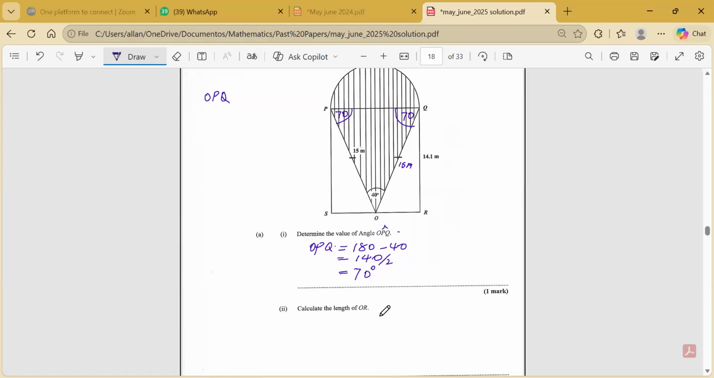Answer to two decimal places, please. Tyrese, give me the answer to two decimal places. That's correct. The 70 degrees was correct. Give me the answer for OR quickly, everybody. Use Pythagoras theorem. Tyrese, that's correct. Come on, using Pythagoras theorem to find OR.